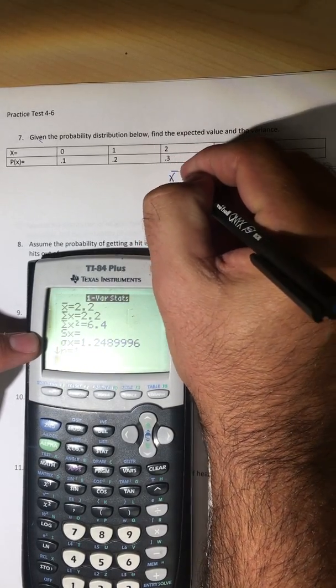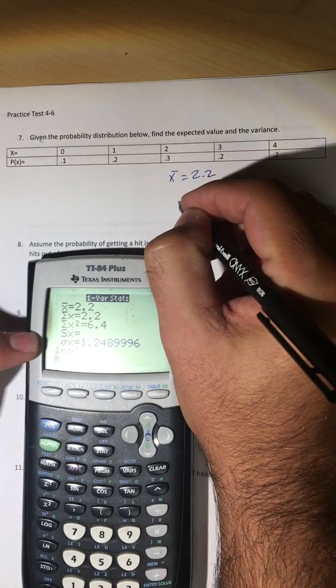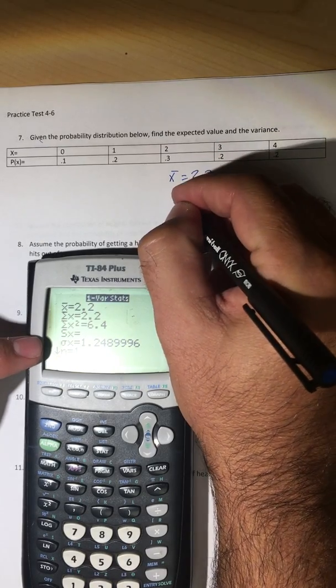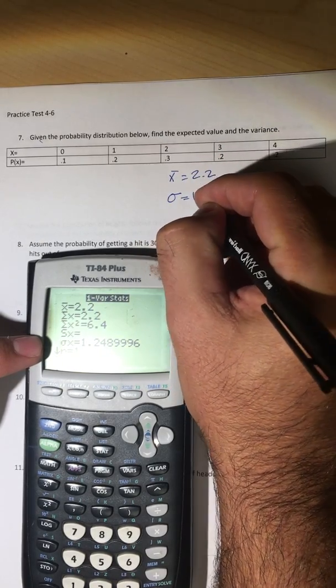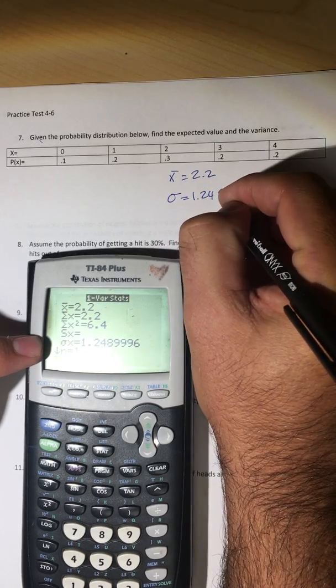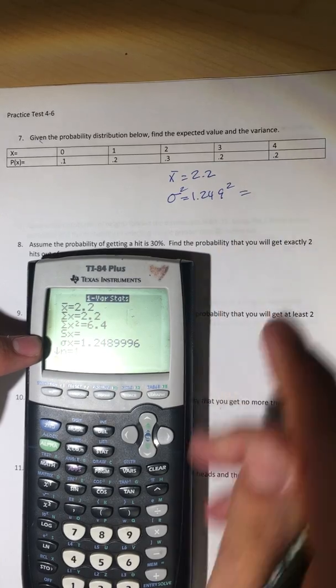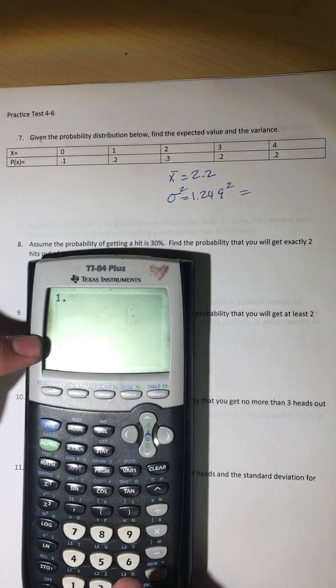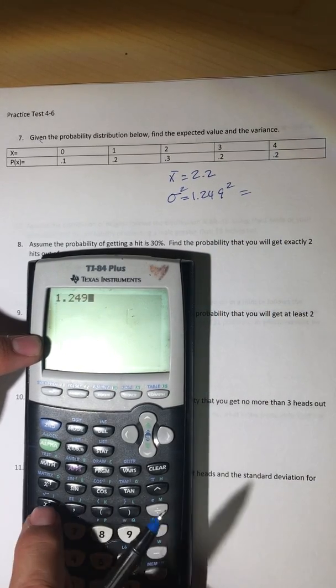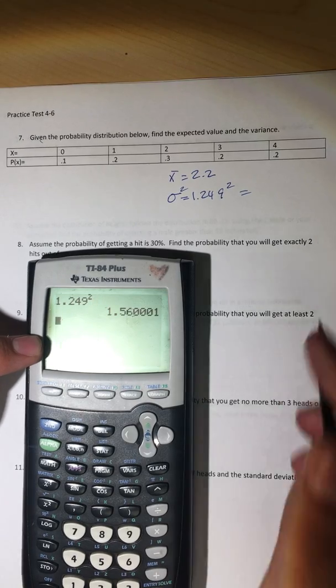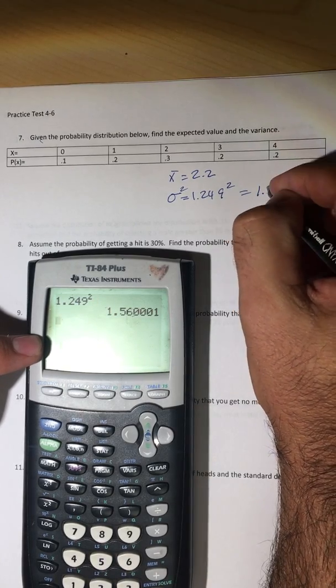So the mean is equal to 2.2, and the variance is what they're asking for, right? So sigma is 1.249, but we want sigma squared, so 1.249 squared, so we're going to go 1.249 and square it, and we get 1.56.